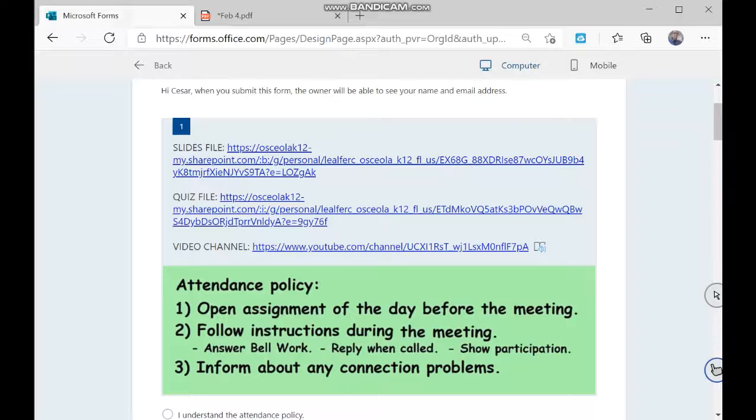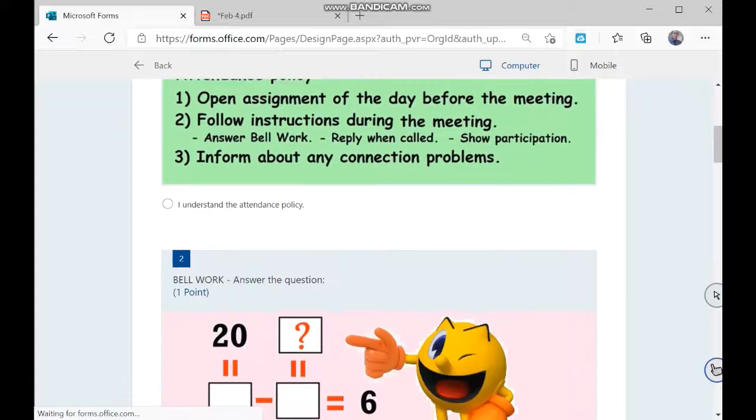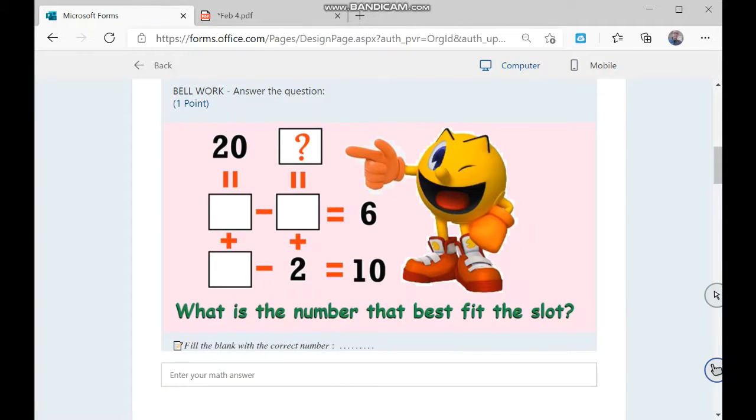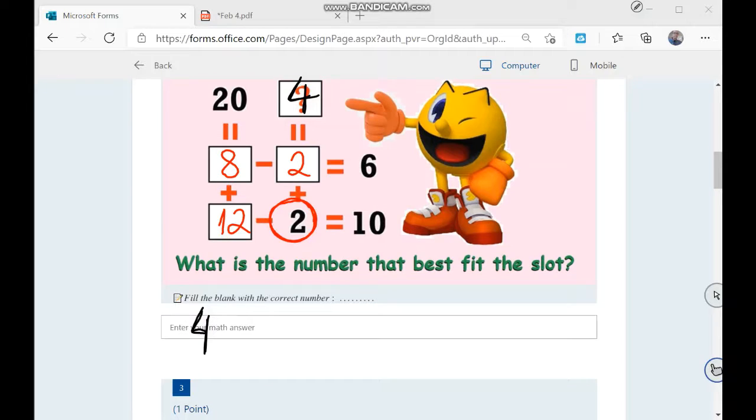Now let's work on our quiz to practice, but before, I need you to send me the answer for this bell work. What do you think is the best fit, the slot? The slot that we're talking about is the one with the question mark that the Pac-Man is pointing to. What do you think is the right answer? Send me a message now!